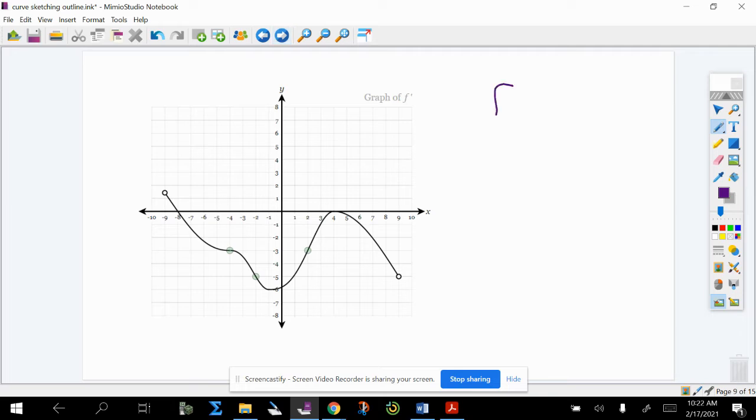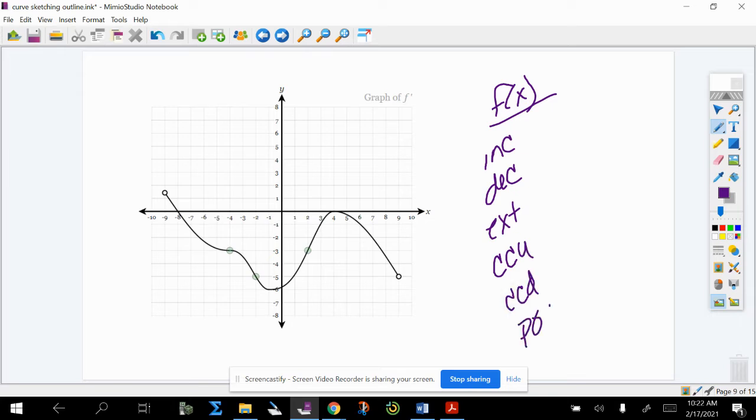Here's another one. We'll go through the same idea here. So we're going to look at all of these things. I have no idea why I write diagonally. Increasing, decreasing, extrema, concave up, concave down, POI. I'll try to color code this one a little bit better. So increasing is going to be when it is positive. Decreasing is going to be when it is negative.